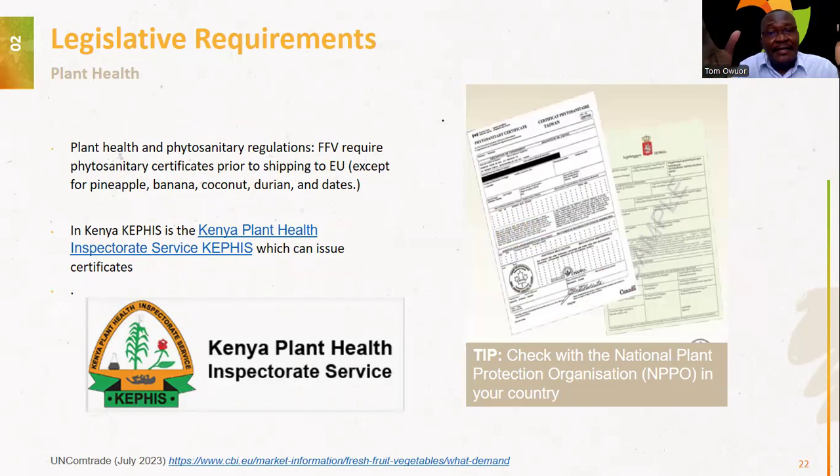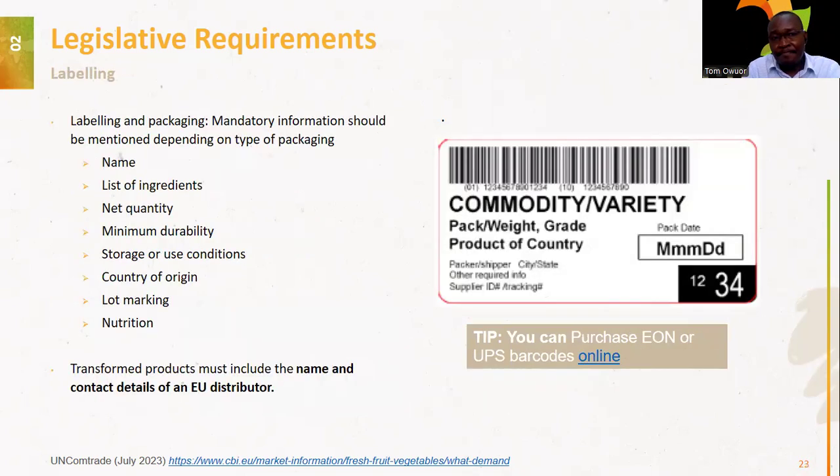And for plant health, this is about the phytosanitary regulations. For any commodity that is exported into any given country, the plant protection, or rather the regulatory organization that ensures quality of products, must be the one to generate the phytosanitary certificate that is then acceptable to the destination market, meaning that you must have complied as an exporter to be able to get a phyto certificate before you are able to export.